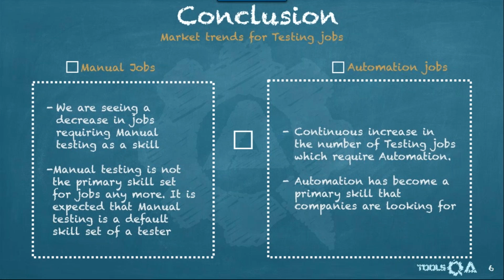Now, the second thing that we can conclude is that automation has become a primary skill that companies are looking for. Earlier it was maybe a desired skill, and if someone didn't know automation testing, that would have been fine. But moving forward, the scenario is changing. Companies are looking for automation testing as a primary skill set. So that's one good reason to learn automation testing.